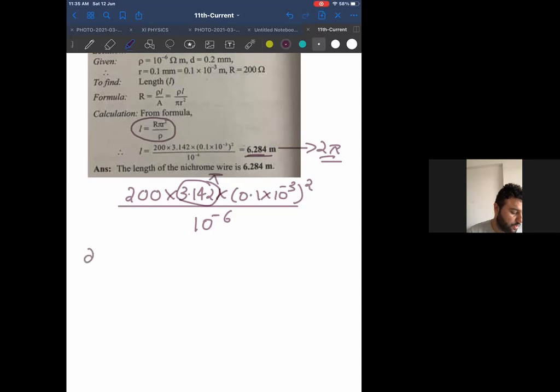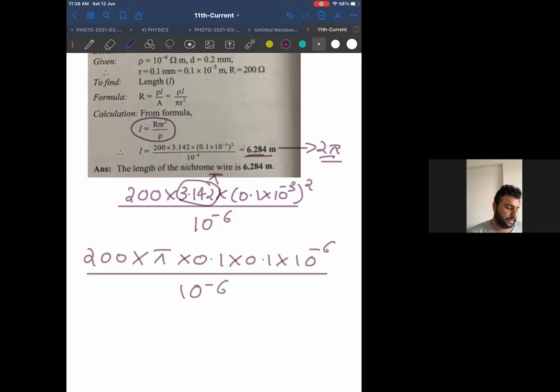So let us start. 200 into pi into 0.1 into 10 power minus 3 the whole square will be 0.1 into 0.1 into 10 power minus 6. I hope you understood what I did. 0.1 square is 0.1 into 0.1 and 10 power minus 3 square will be 10 power minus 6, divided by 10 power minus 6. This and this will cancel immediately. Now you're left with 200 into pi into 0.1.